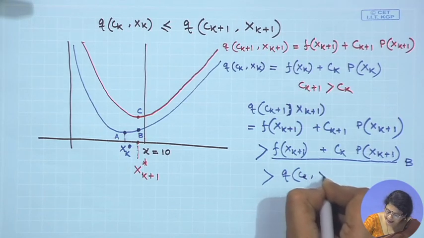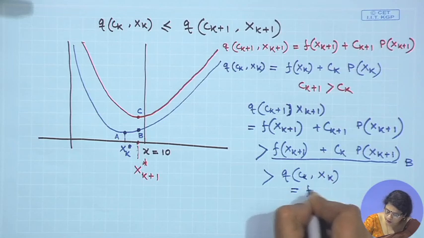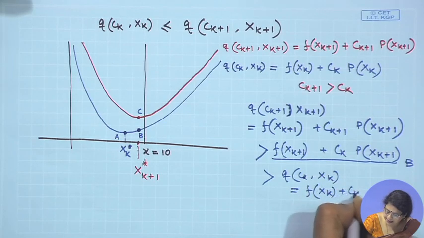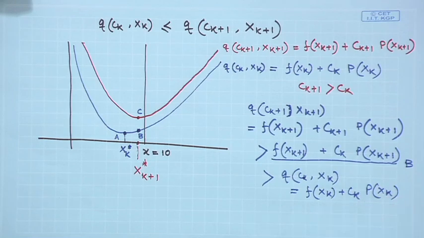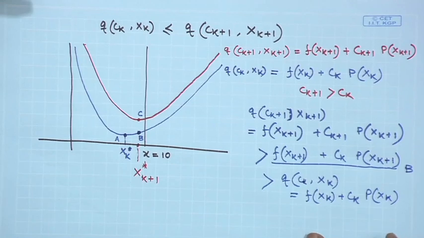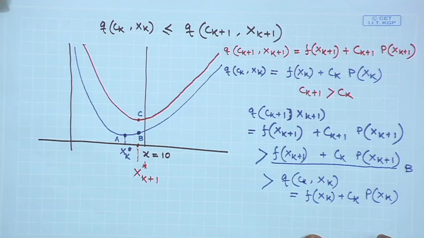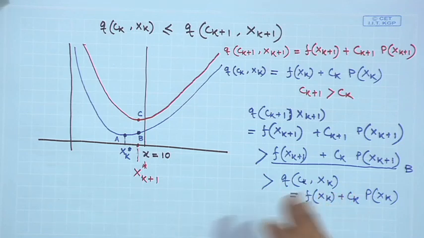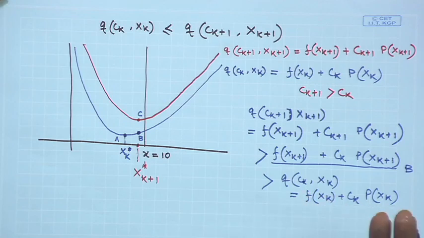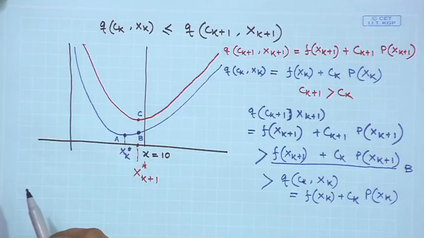C_k x_k is equal to f(x_k) plus C_k p(x_k). Okay? Then it is proved. The first condition is proved: the q value will always be higher as we move through the iterations. But that does not mean that we are getting the reverse solution for the minimization problem. The higher value will guide us to get the higher optimal solution. Okay? That is very much clear from the graph.